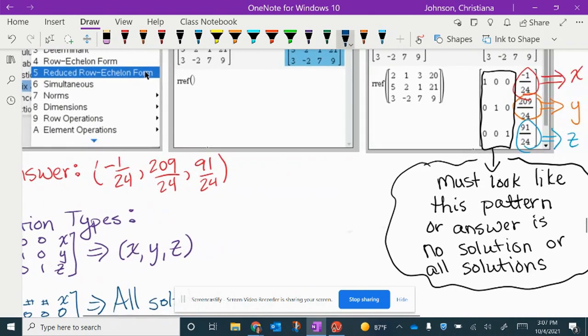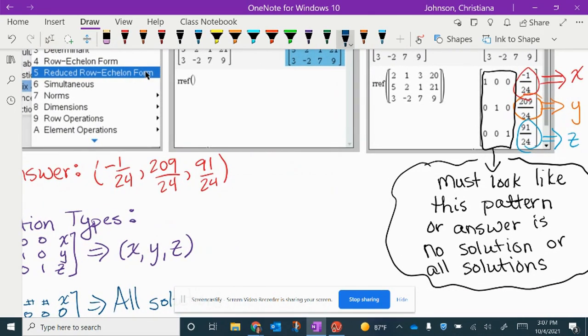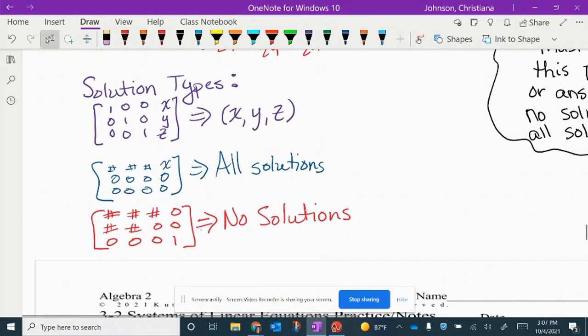So our answer in this particular problem was negative 1 over 24 is your X, 209 over 24 is your Y, and 91 over 24 is the Z. So solution types that you need to be aware of: if it does have that pattern where it's 1's going down the diagonal with 0's around it, then those are your answers, X, Y, and Z.